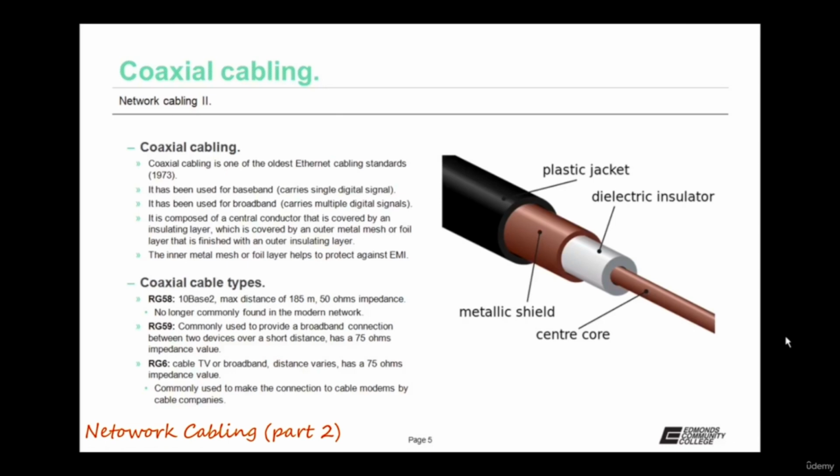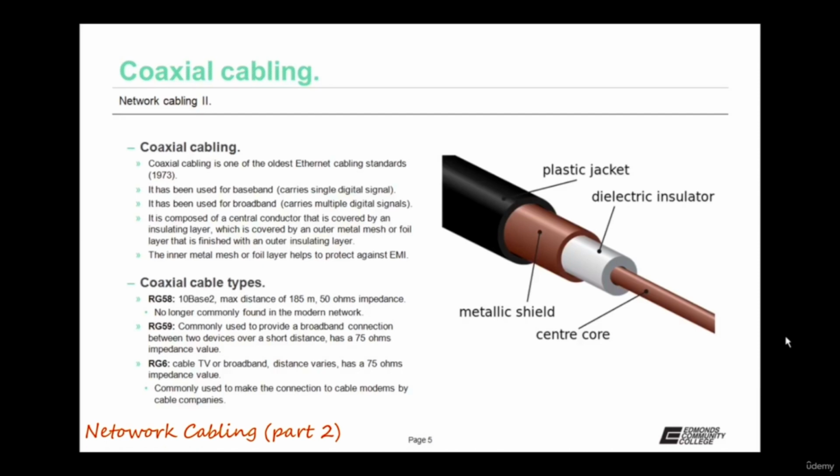There are several different types of coax cable. There is RG58. It was used in 10Base2 networking. It could span a maximum distance of 185 meters and had a 50 ohms impedance value. It's no longer commonly found in the modern network. Then there's RG59. It's commonly used to provide a broadband connection between two devices over a short distance. And it has a 75 ohms impedance value. And it's only used for short distances because it leaks its signal. It can't span very far.